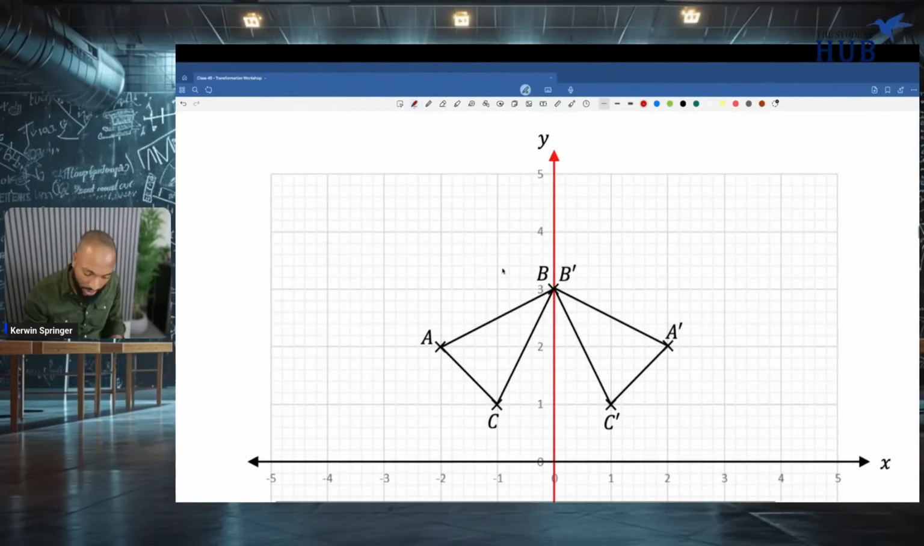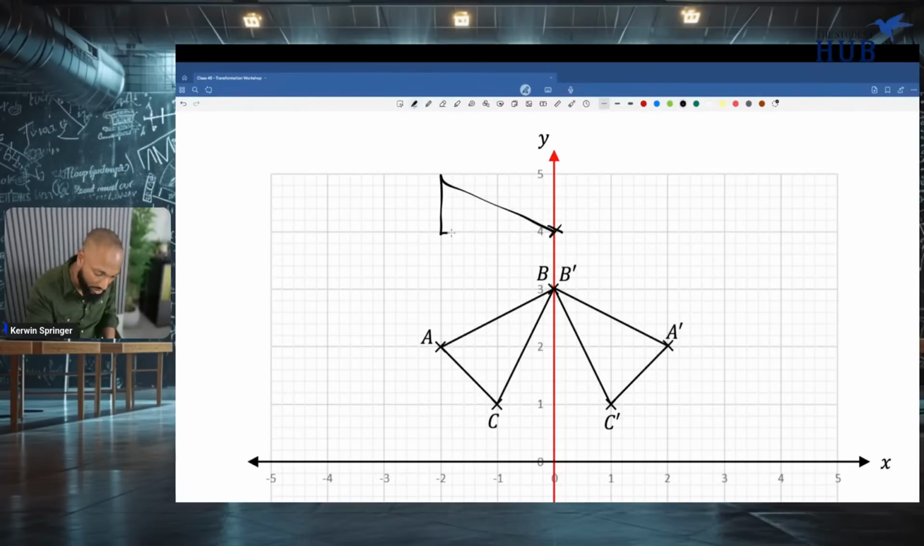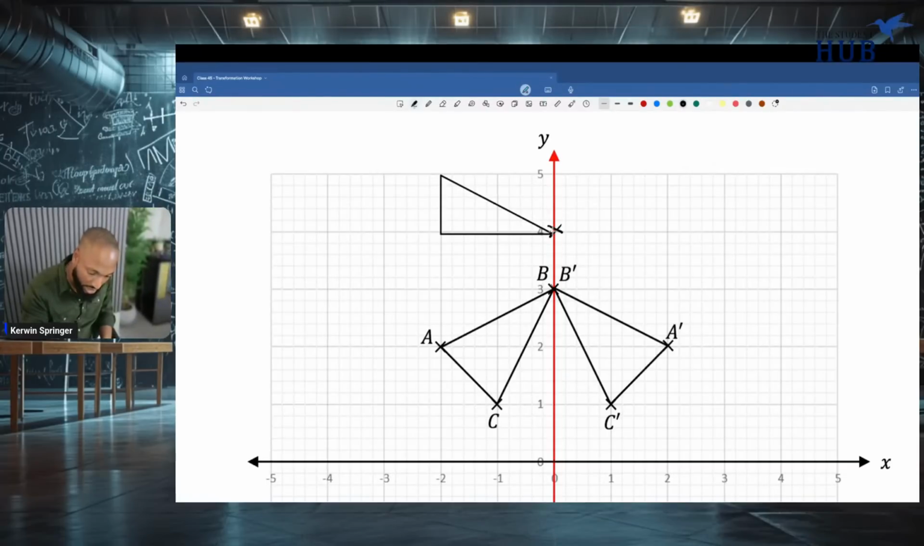Now, notice what happens if this is the mirror line. If there's a point on the mirror line, it doesn't move. Like, if I try to reflect this triangle, what's the triangle I have here, right? If I try to reflect this triangle, what do you think would happen? Try and visualize it.